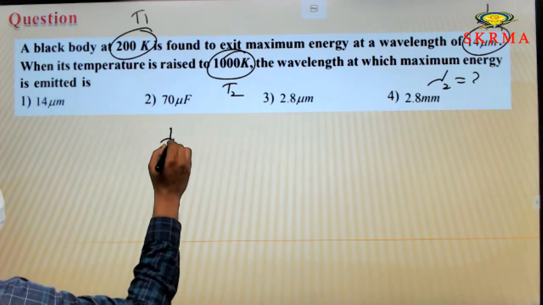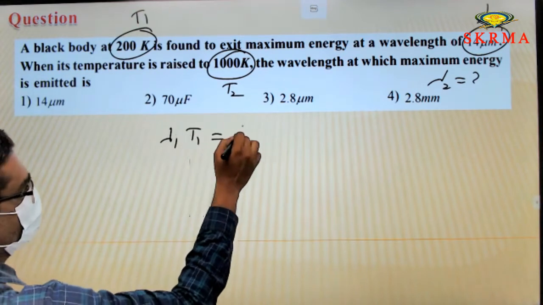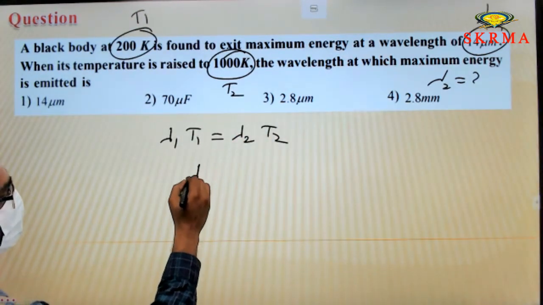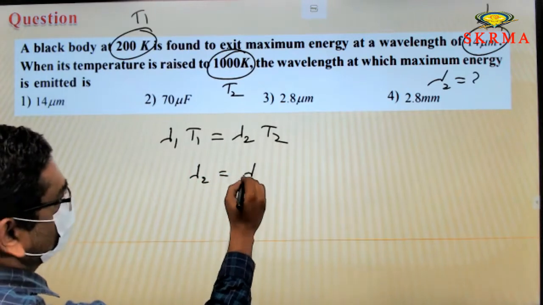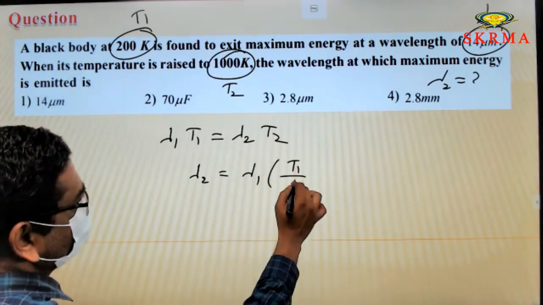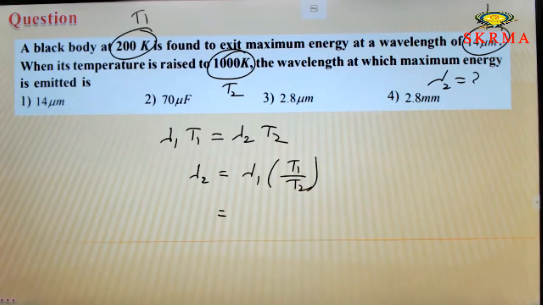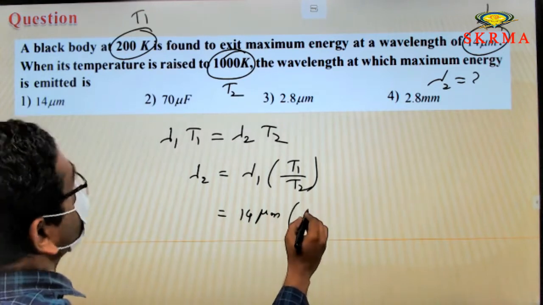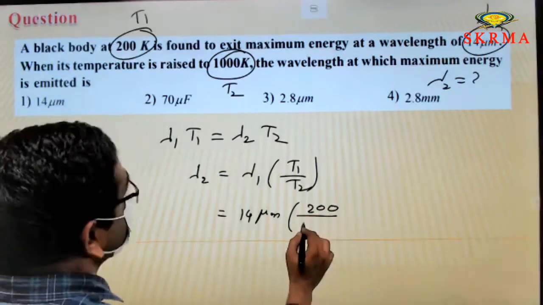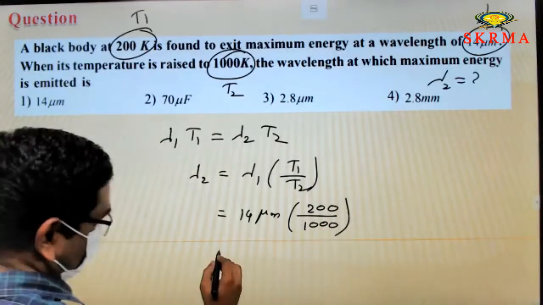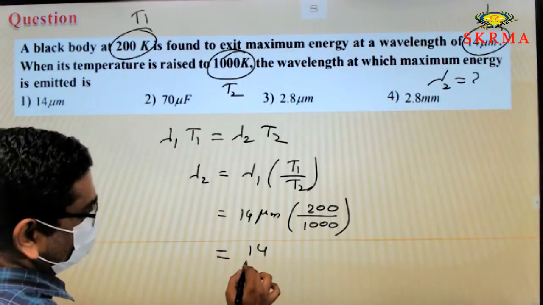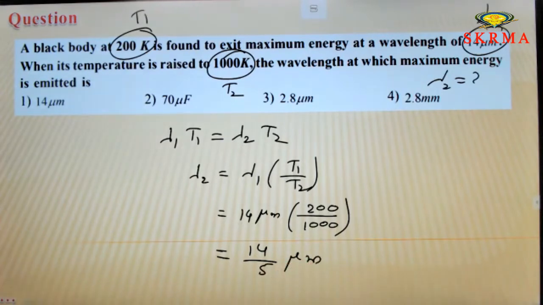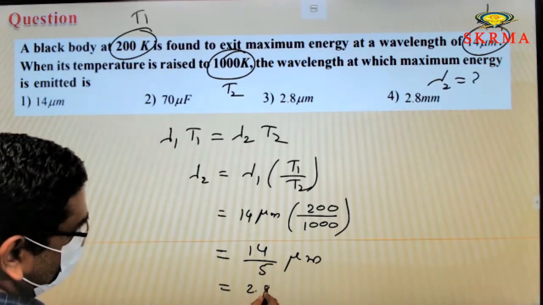So lambda into T is constant. Lambda 1 T1 equal to lambda 2 T2. Substitute the values and rearrange for lambda 2. Lambda 2 equal to lambda 1 into T1 by T2. So what is the value of lambda 1? 14 micrometer. T1 is 200. T2 is 1000. Equal to 14 by 5 micrometer. So 2.8 micrometer.